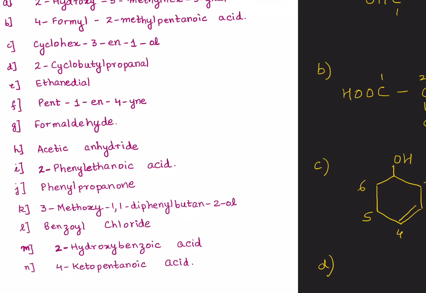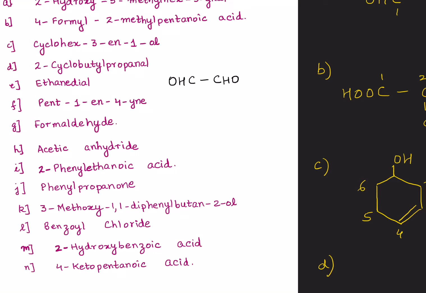E part, ethane diol, right? So ethane means my main chain will have 2 carbon atoms. Diol means there are 2 aldehyde groups. So CHO, CHO. As simple as that. It's basically 2 aldehyde groups connected to one another. We could also name it as ethane 1,2-diol. Then also they mean the same.